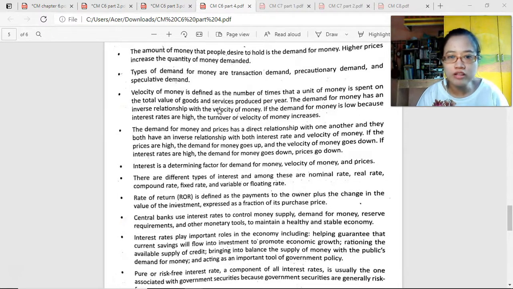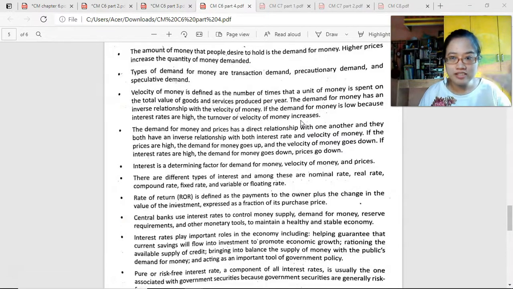Okay. Velocity of money is defined as the number of times that a unit of money is spent on the total value of goods and services produced per year. The demand for money has an inverse relationship with the velocity of money. Velocity of money is how often it changes hands in the market or in the economy. So if there is a high demand for money, meaning the people are holding onto their cash, then there would be less money circulating in the economy. And because there's less money, the velocity of money decreases.